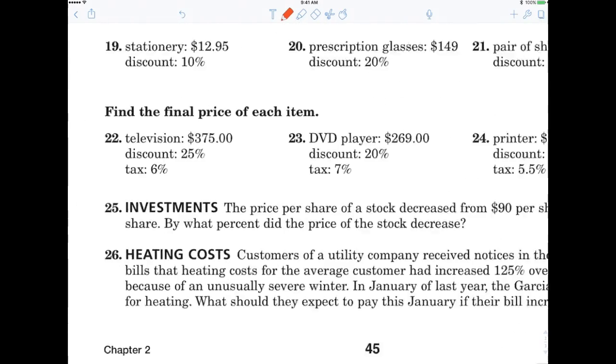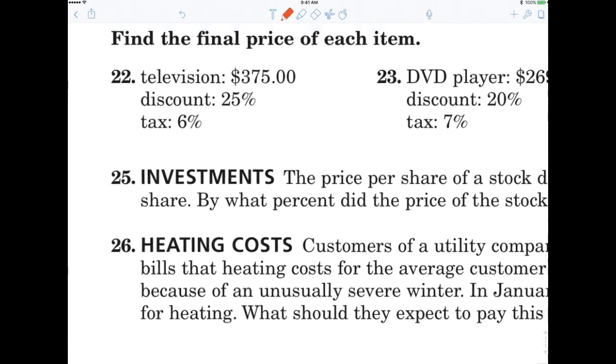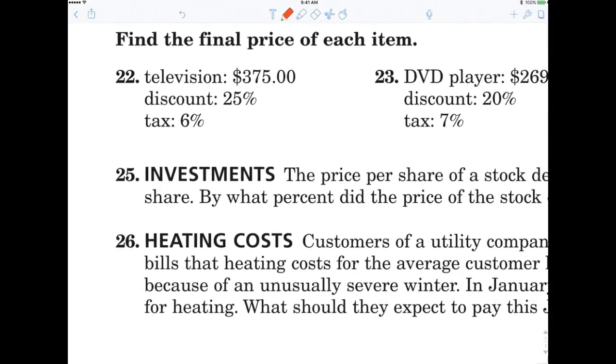All right. So what I want to do is I just want to jump to 22 real quick. I want everybody to jump down to the second worksheet, number 22. Very easy. I'm trying to find the final price. So to find the final price, I'm starting with what? A television that costs $375. They say it's discounted 25%, so I'd have to multiply that by what? By 75. By point what? I'd multiply that by 0.75. That would give me the discounted price.